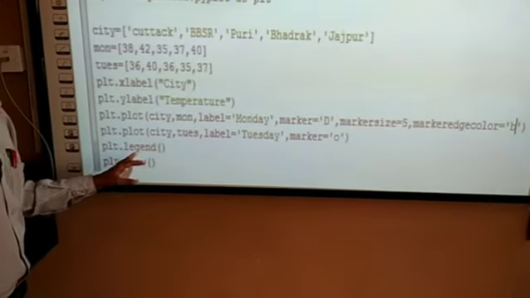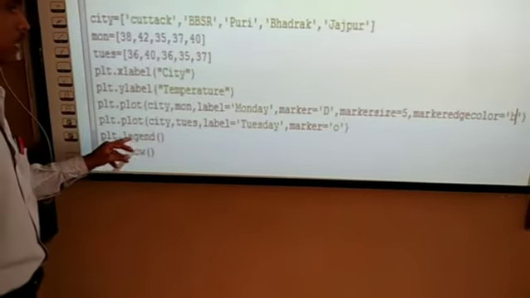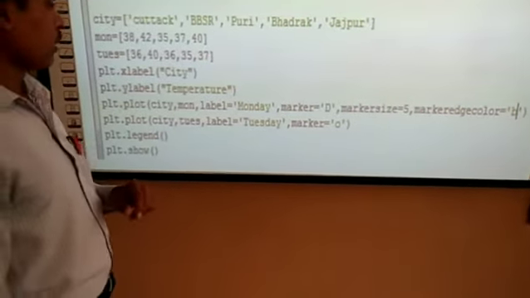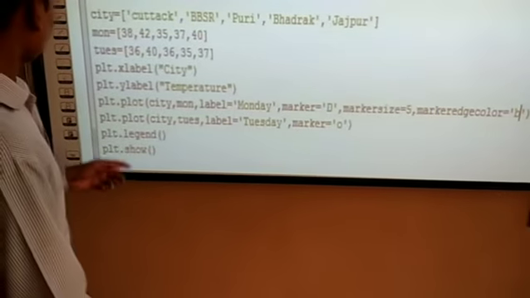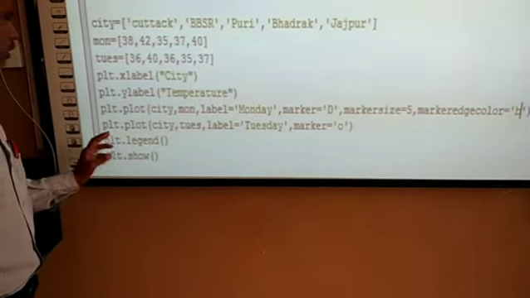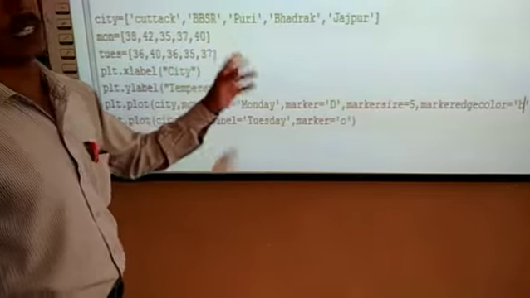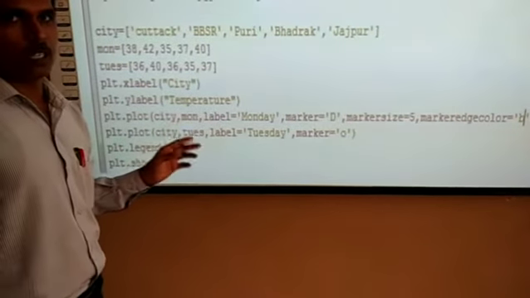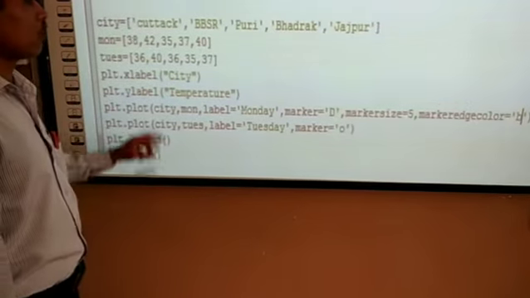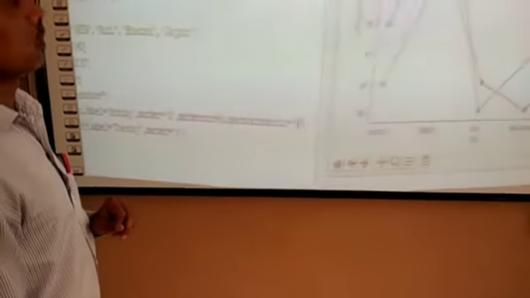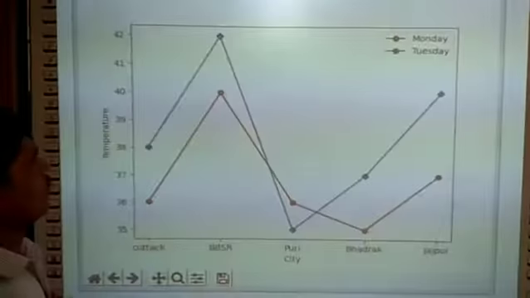Then plt.legend, we have called the legend method. Legend method will show the legend, which line is for which day. Okay, then plt.show. The use of the show method is to display the chart on the monitor screen. Okay, now run this program. After saving this program, when you run it, the output will look like this. See the output here.